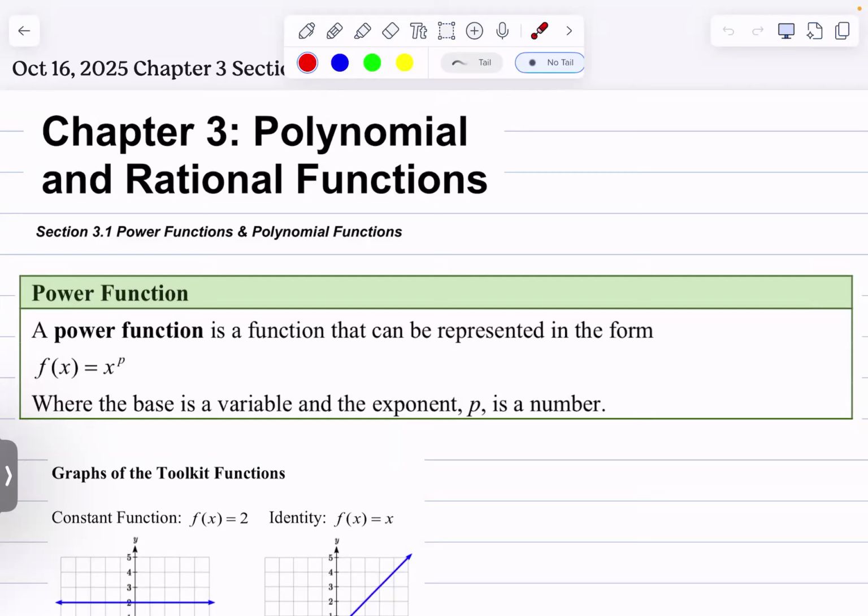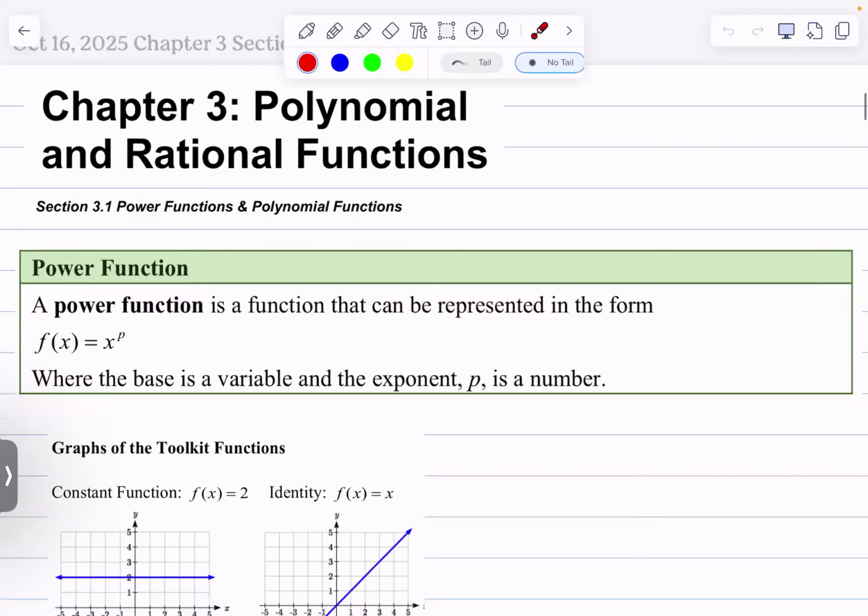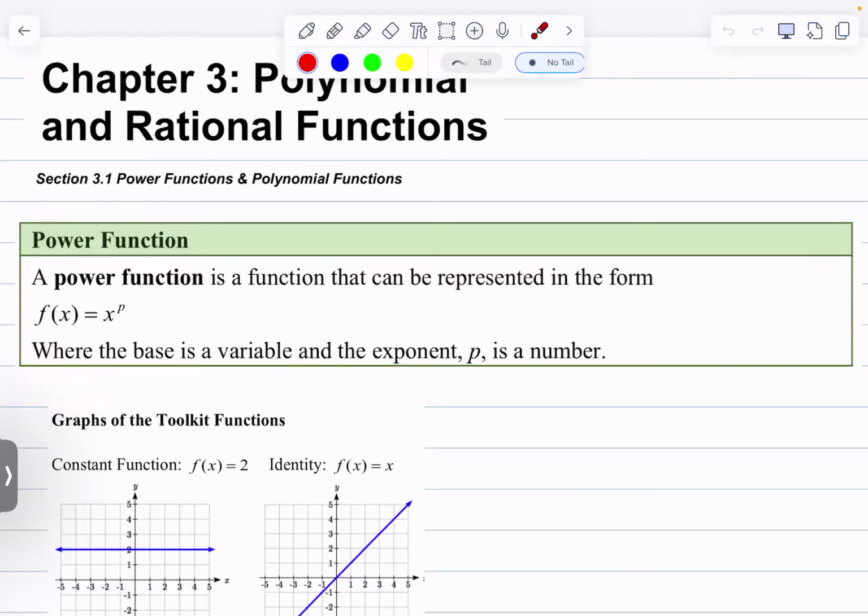So nothing crazy. And so now in chapter 3, we build it up just a little bit more to polynomial and rational functions. Okay, so we'll start with polynomials, which you may or may not recall from an earlier math course, perhaps. But we'll review it all. And so section 3.1, we introduce power functions.